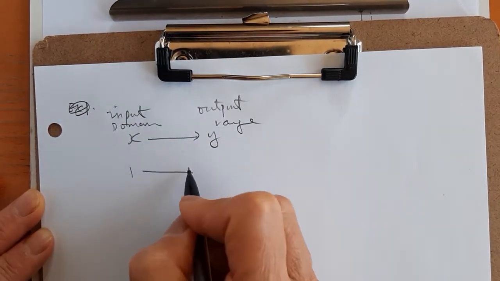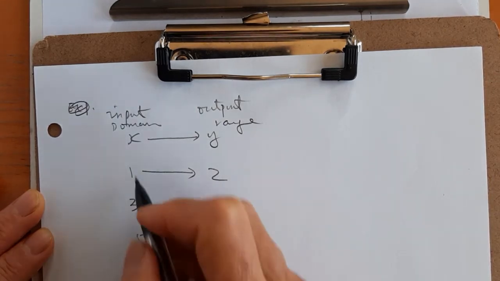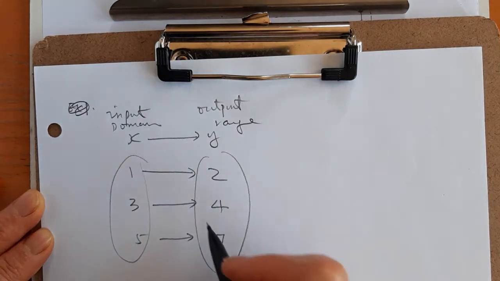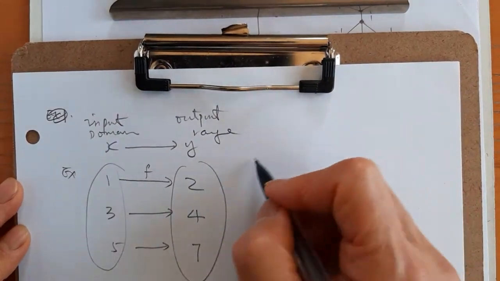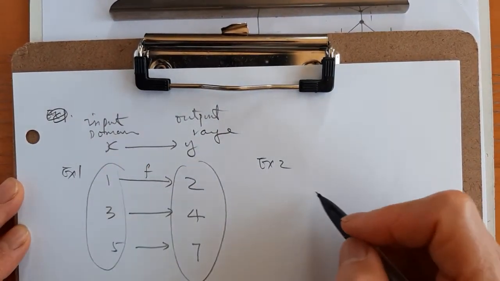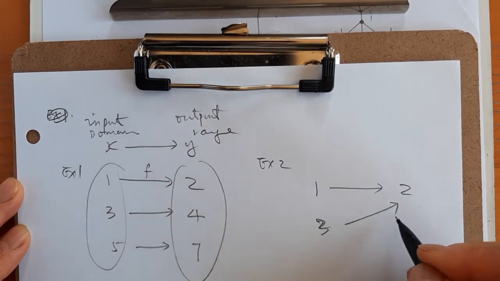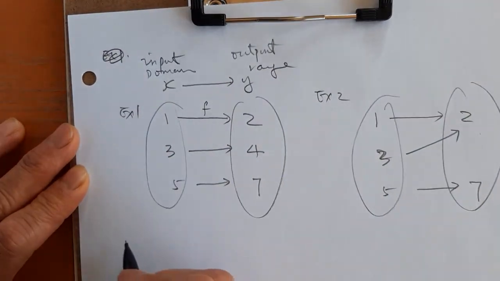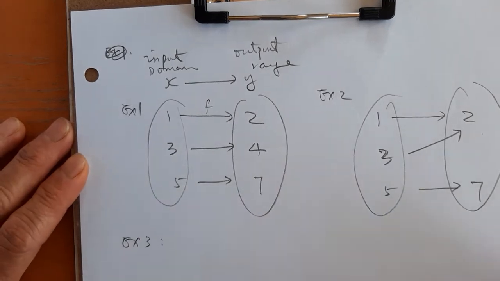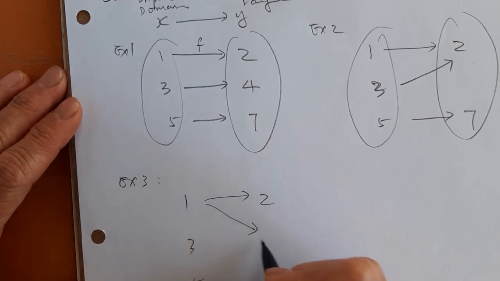So for example, if I have 1 map to 2, 3 map to 4, and 5 map to 7, this is the domain and this is the range. This is one function. That's the first example. In the second example, 1 maps to 2, 3 maps to 2, and 5 maps to 7. And in another example, if I have 1, 3, 5, and 1 maps to 2, 1 maps to 4, 3 maps to 4, 5 maps to 7, this is the domain and this is the range.